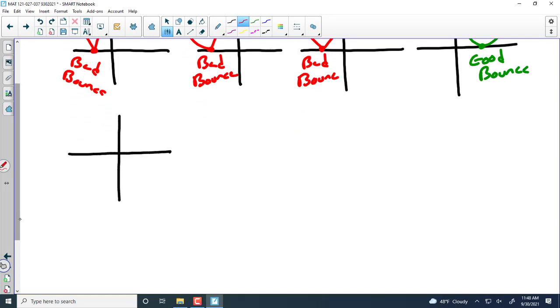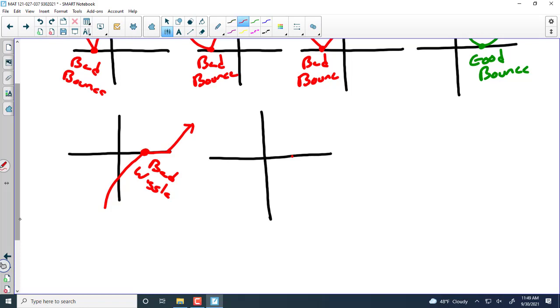I don't know how many of these I'll do, but here's a bad cross and flatten, everyone. You come up and you're like, oh, I was supposed to flatten, so I'll just do all my flattening afterwards. No good. It's a bad wiggle. And this one I do see people do every now and then, so don't do this.